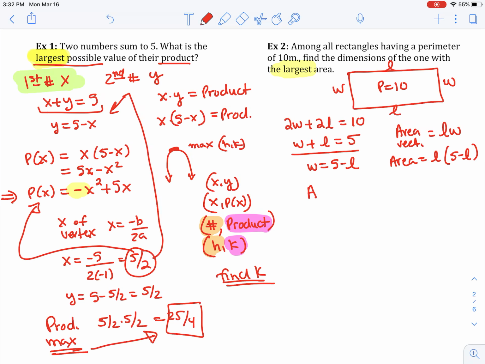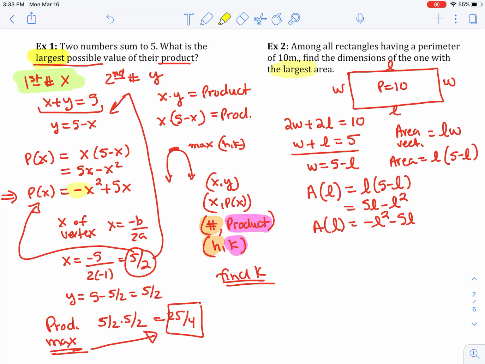So instead of area equals, I'm just going to write A for area, and I was using the L variable for my length, so I'm writing an A of L equation, which is equal to length times 5 minus length, which is 5L minus L squared. And if we just rearrange the terms, it's negative L squared plus 5L.